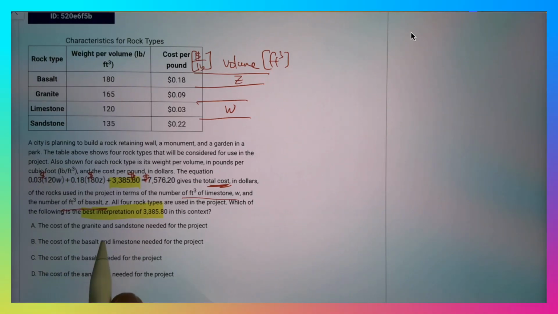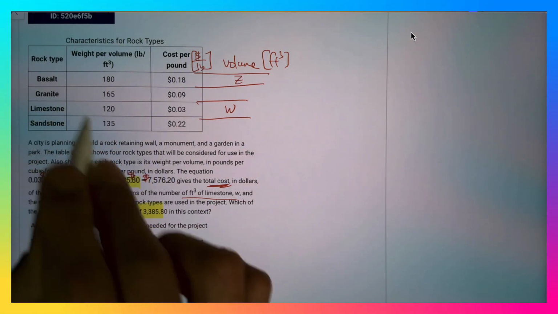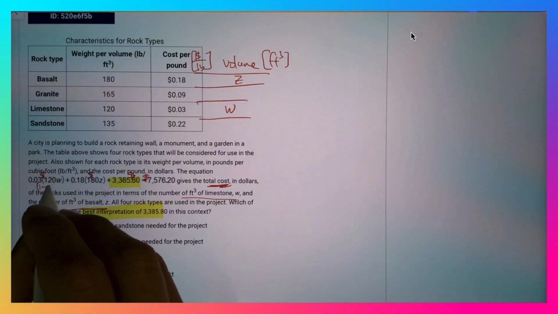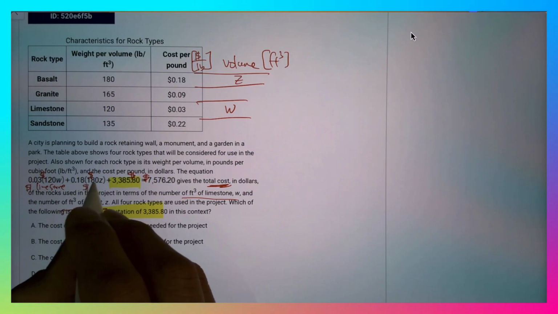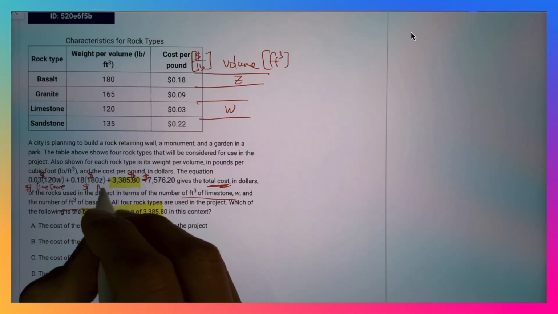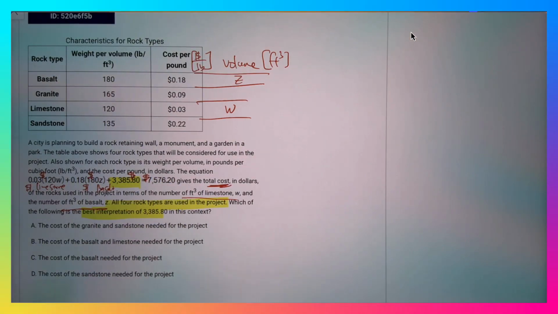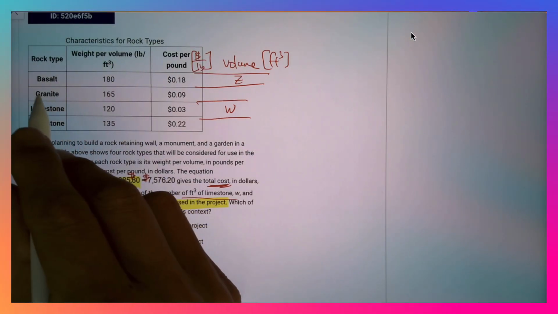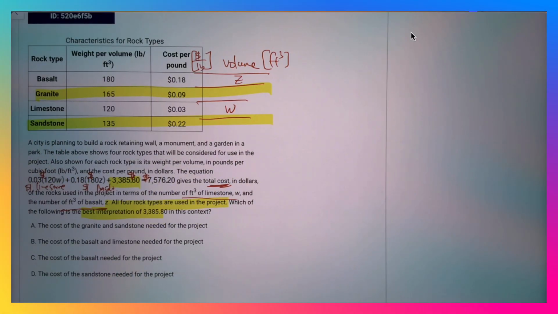Choice A, the cost of granite and sandstone are needed for the project. If you look at the equation, we have W and Z, which involve 120 involved with the limestone. So we can say this is total cost for limestone, and this will be the total cost of basalt. If you read this question carefully, it said all 4 rock types are used in the project, which means that we also have to take care of granite and sandstone. But we're not given any variables, and it seems like they just all factor into this 338580.